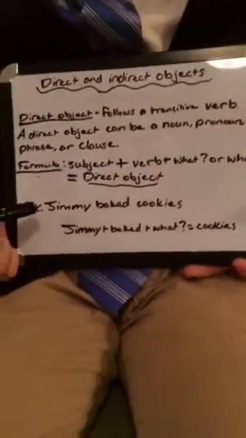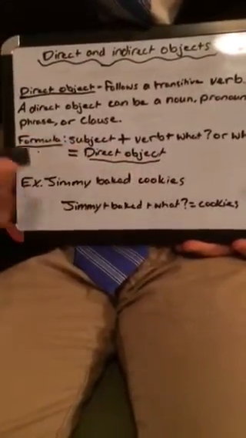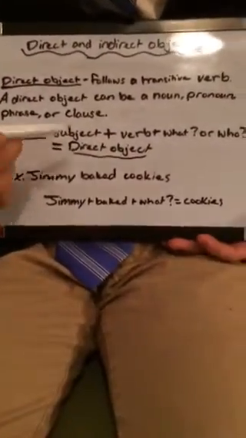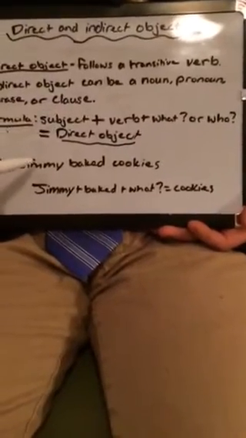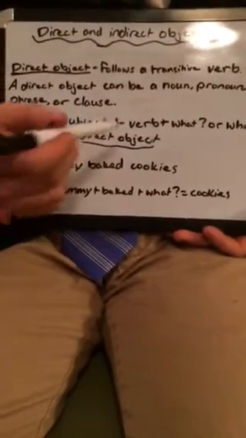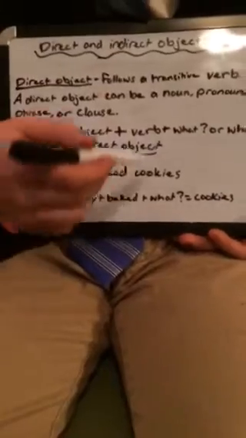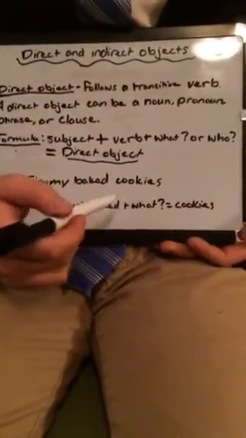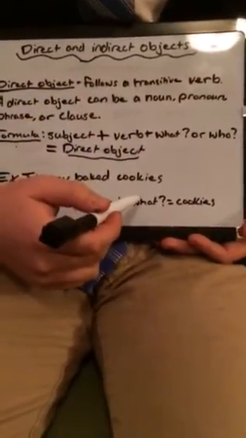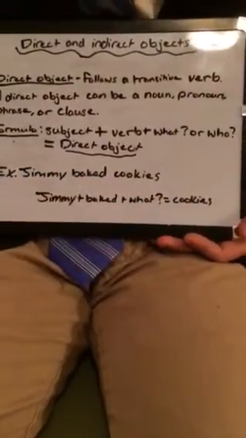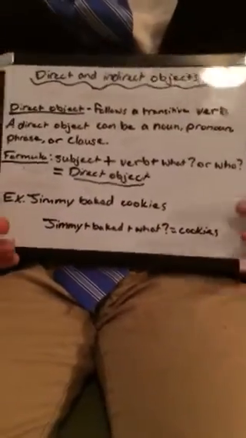For an example, Jimmy baked cookies. Now you're going to take your subject from your sentence, Jimmy, take your verb, which is baked, and then you're going to ask the question, what? Baked what? He baked cookies. And that is how you find your direct object.